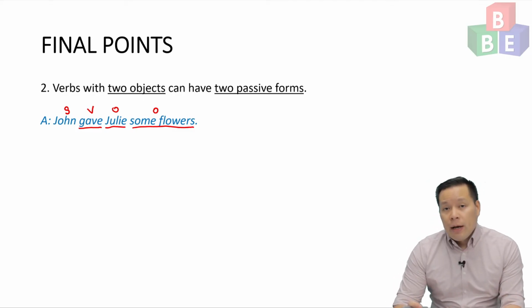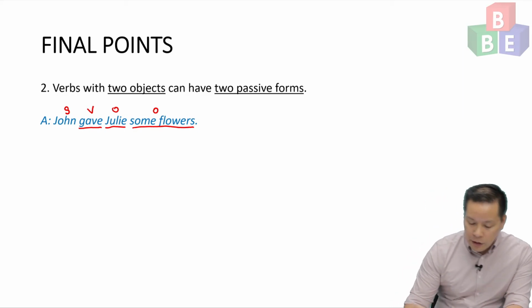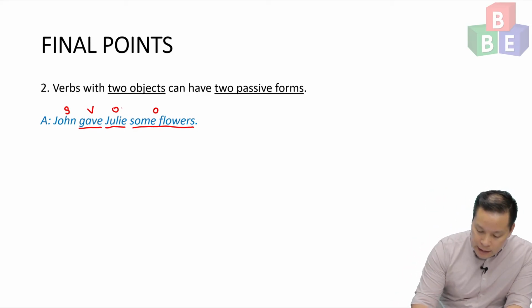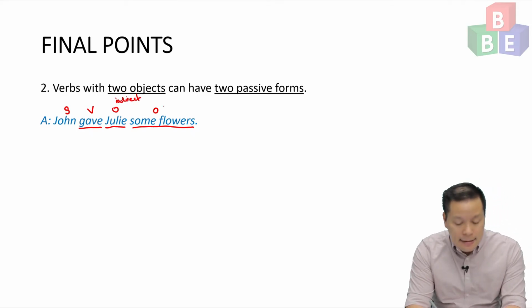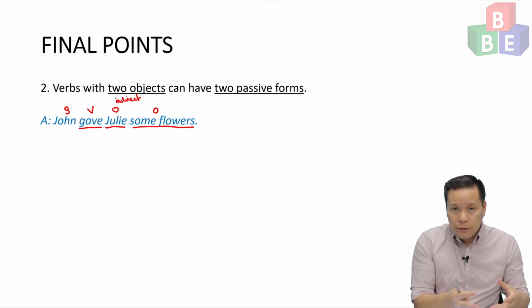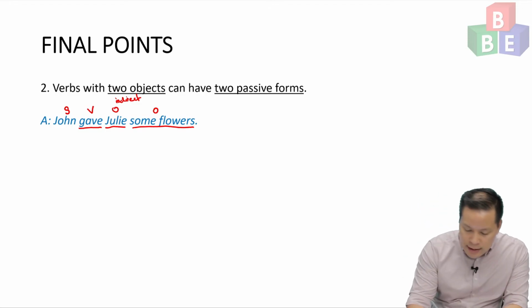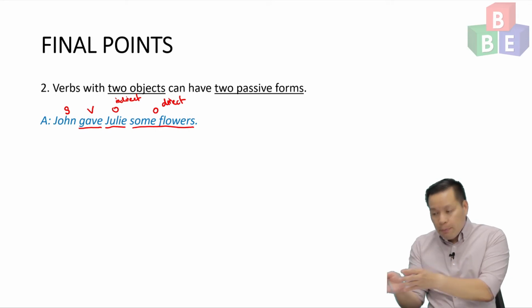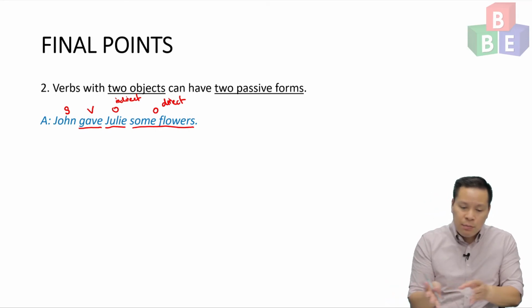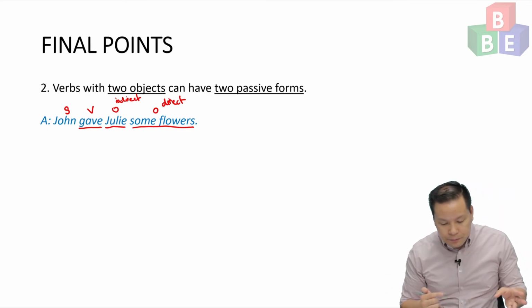These two objects do have very, very specific names. They're not that important, but they're called the indirect object, which is Julie in this case. Usually the indirect object is the object that does not move. It is the stationary object. In this case here, flowers is the direct object because it is the object that moves between or passes between John and Julie, or the subject and the object.